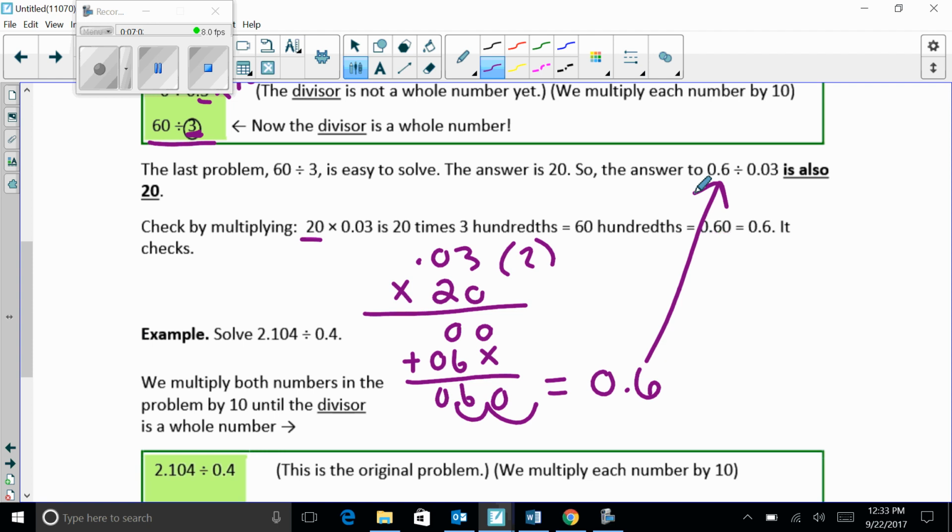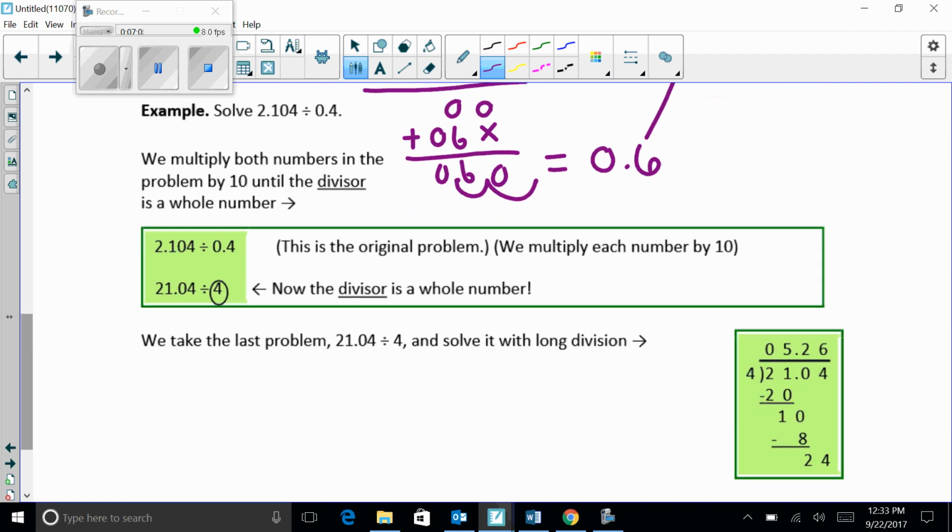Okay? So let's look at our second example. Solve 2 104,000ths divided by 4/10. So we're going to do the same thing. I need to get rid of this decimal right here in my 4/10, so I multiply all of it by 10. When I do that, it shifts the decimal one place over in my dividend here. But then my divisor is my whole number, that 4 that is circled. Then it says all we have to do is solve long division to solve the problem.